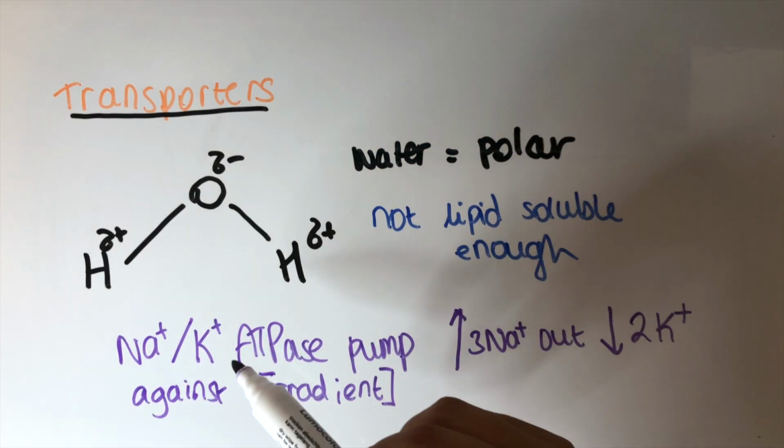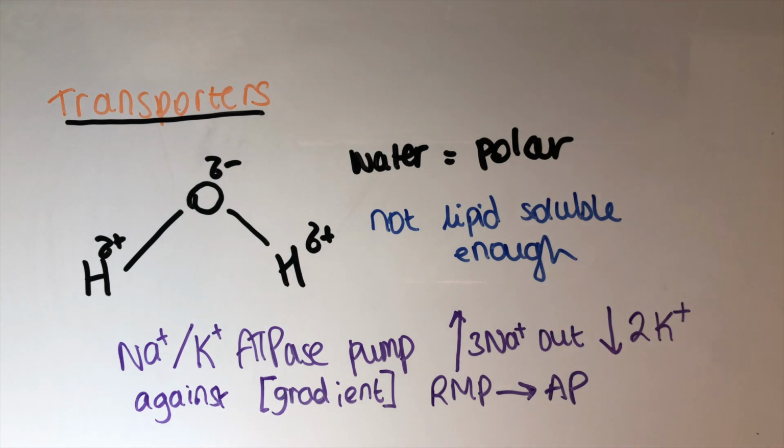An example of a transport protein is a sodium-potassium pump, which uses ATP to transport 3 sodium ions out of the cell in exchange for 2 potassium ions into the cell, each against its concentration gradient, and this is to maintain the resting membrane potential. This is often involved in the initiation of an action potential.